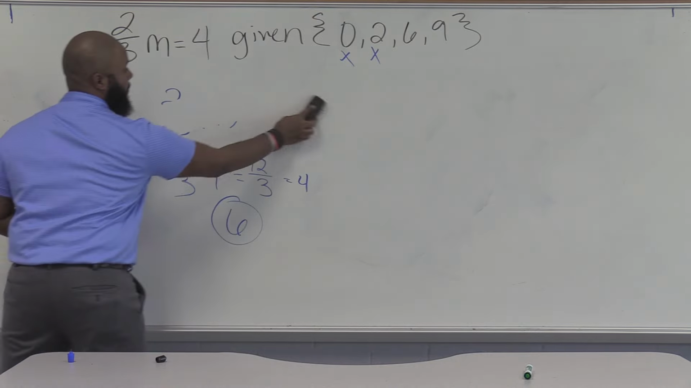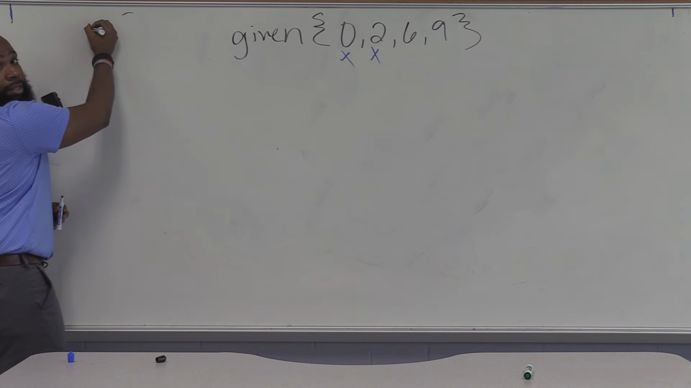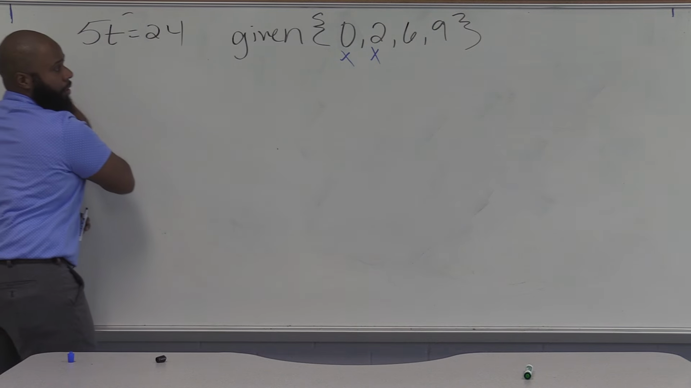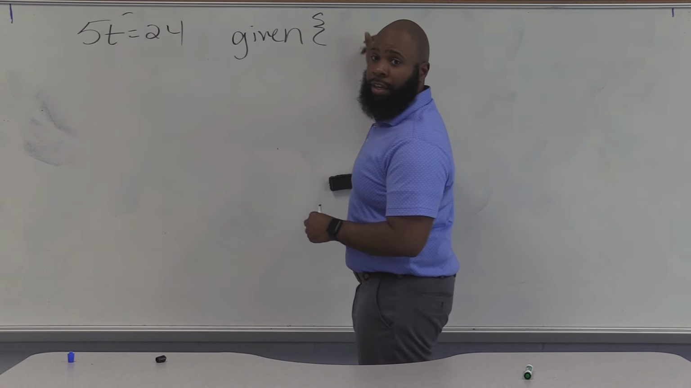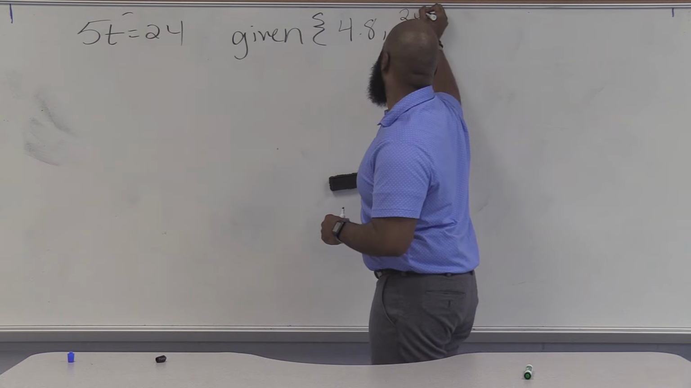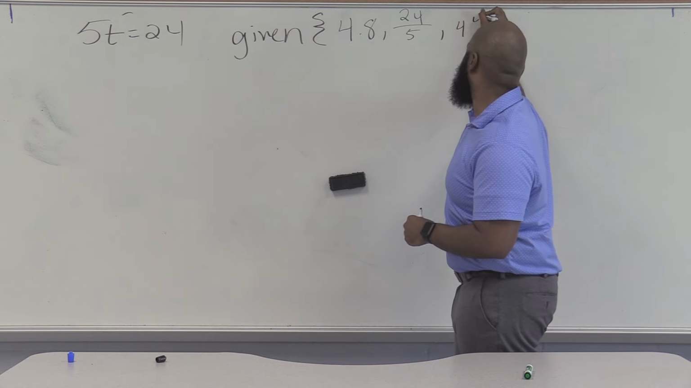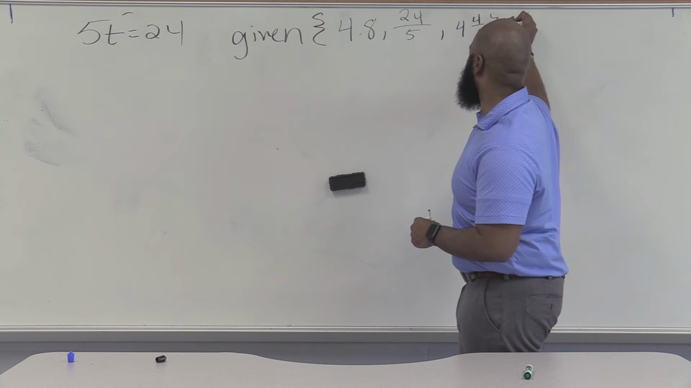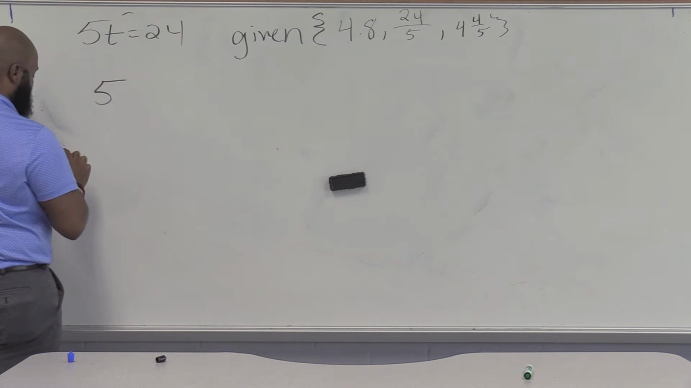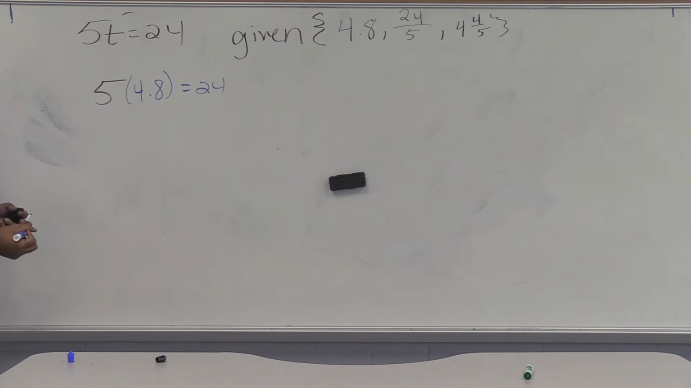So my last one is going to be 5t equals 24, given 4.8, 24 fifths, and 4 4/5. So I'm going to start plugging in, or substituting. So I have 5 times 4.8 equals 24. Does that give me 24?